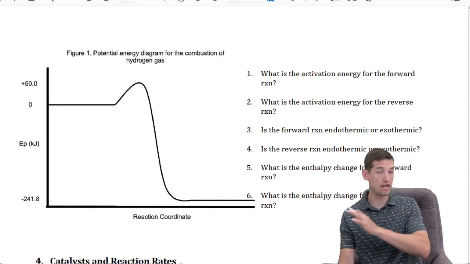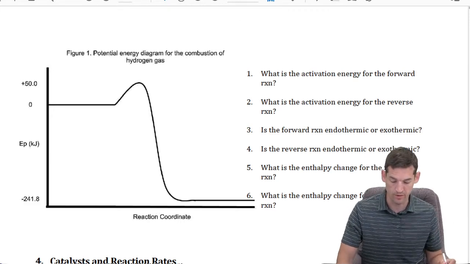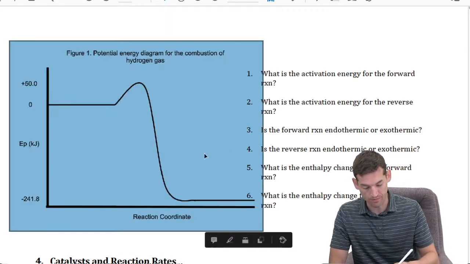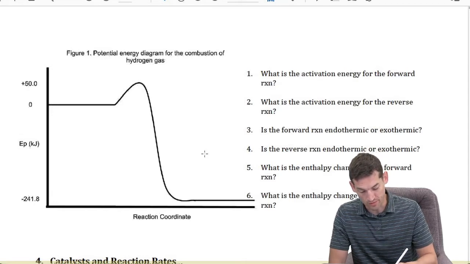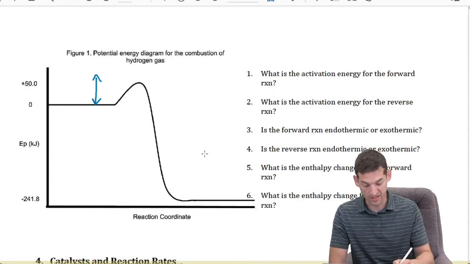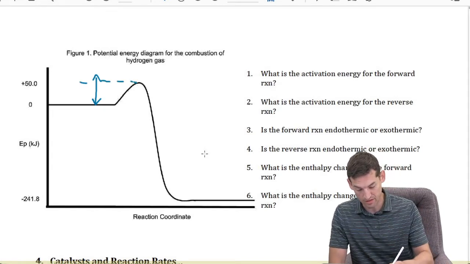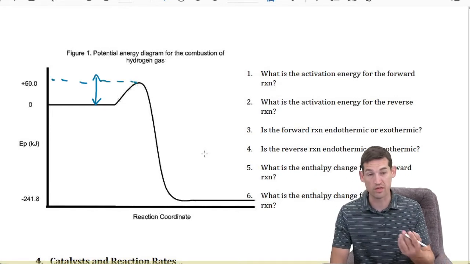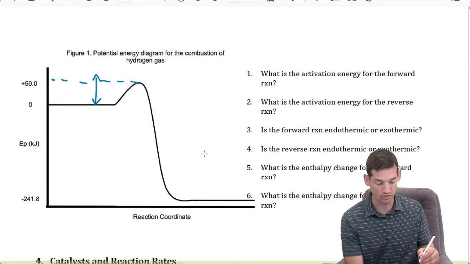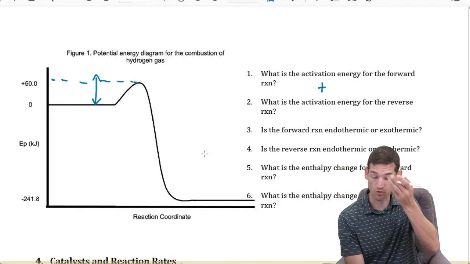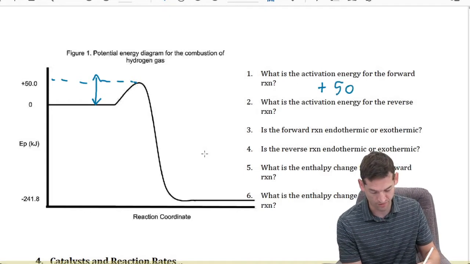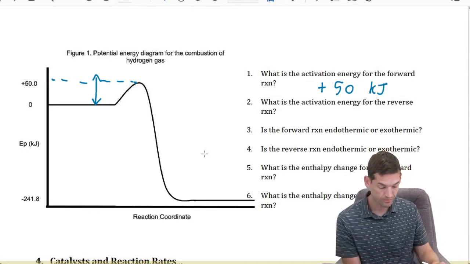So reading this graph just left to right like we normally would, remember that I have to get from where I'm starting to the highest point. And in this case, that highest point is positive 50, and my starting point was 0. So that's a positive, because I'm going up the graph, positive 50, and my units are kilojoules.